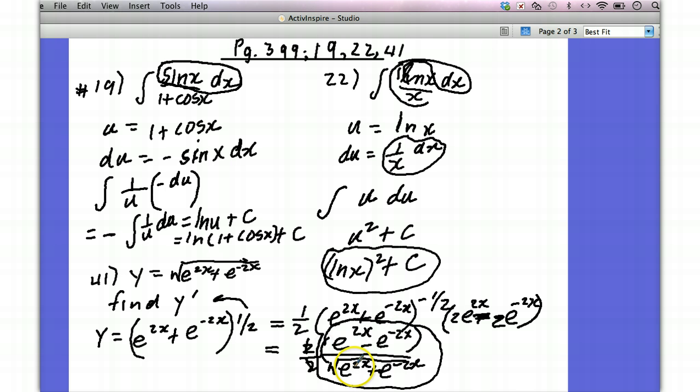Alright, again we could make that nicer because this is to the 1/2 here and we could possibly bring it up, but I'm just going to leave it like that for now. If you brought it up, the book might have it this way because this is to the 1/2. If you brought it up, it would be e to the 2x minus e to the negative 2x will be the square root of that.